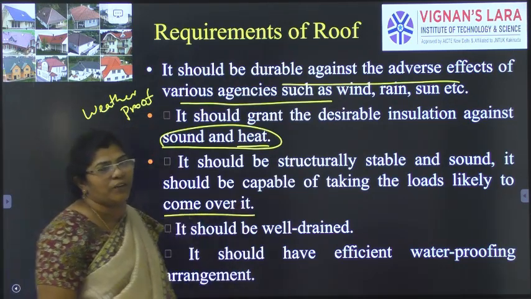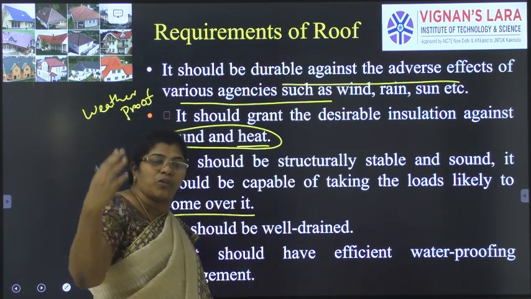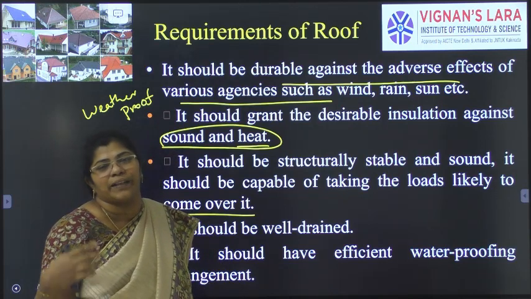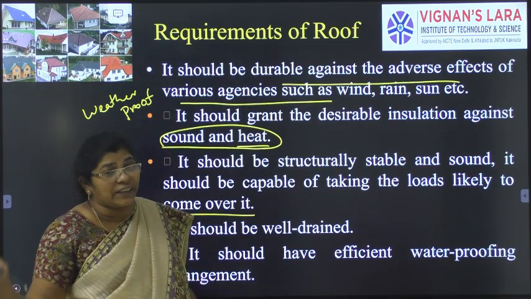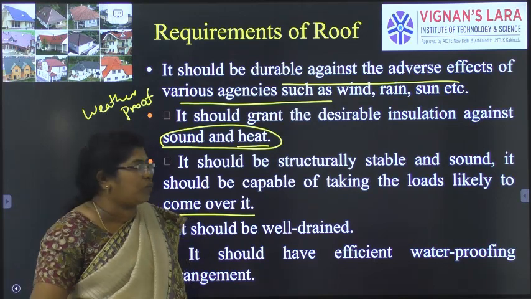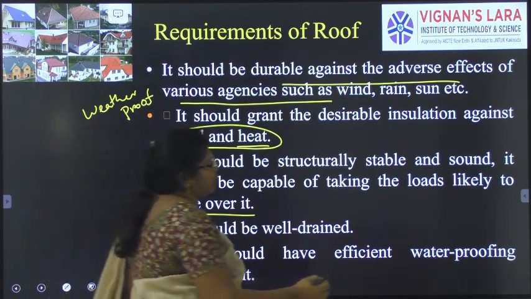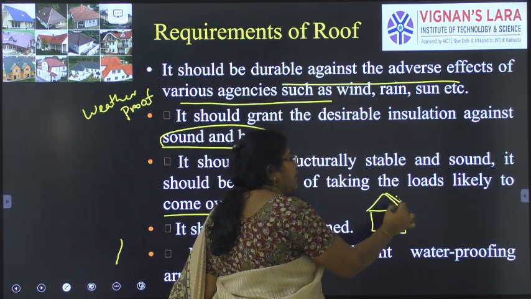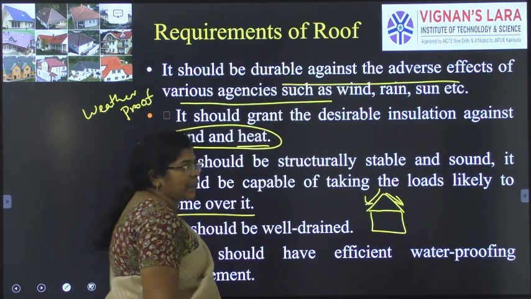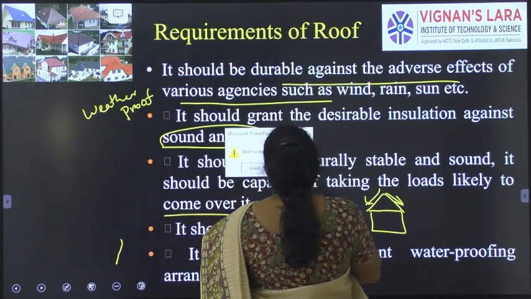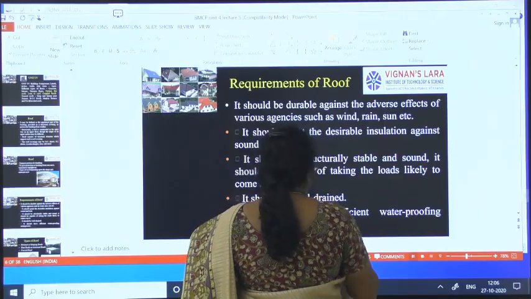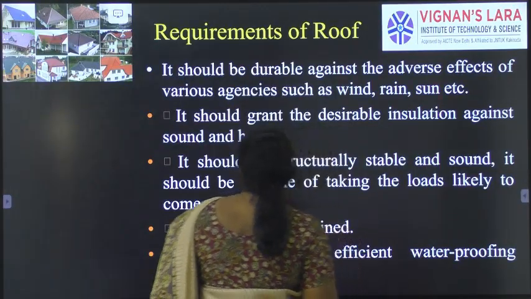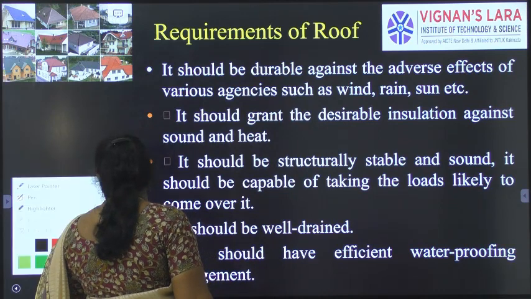So what are the loads? If I am going for a very cool climate, there may be snowfall, rainfall and wind. Whatever it is, all of these cause extra load on the roof. And it should be well drained. Mostly in rainy areas, we go for a roof like this structure so that the rain will flow down. We are talking about it being well drained.